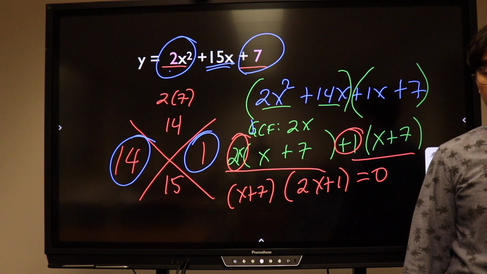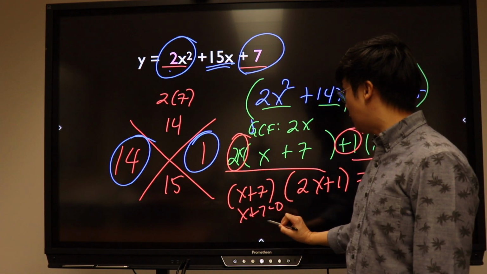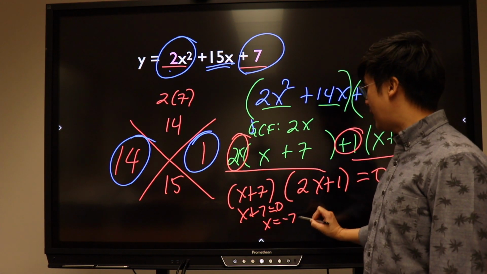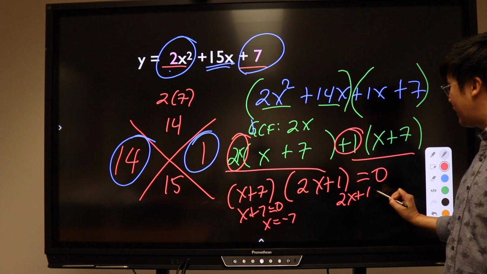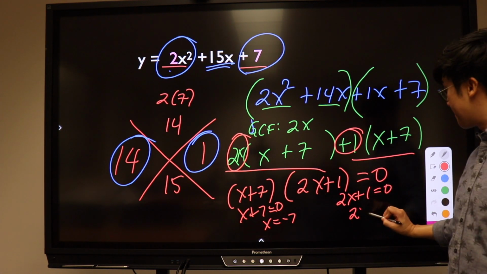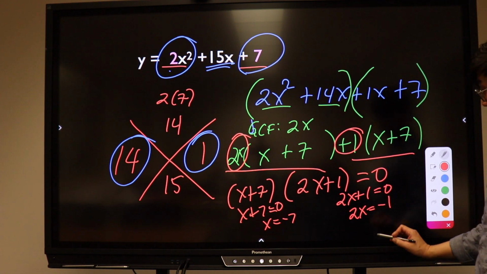Finding x will be easy because for this one, x plus 7 is equal to 0. What is x? Negative 7. And this one, 2x plus 1 equals 0. You subtract 1 on both sides, right? It'll be 1 half. Positive or negative? Negative.